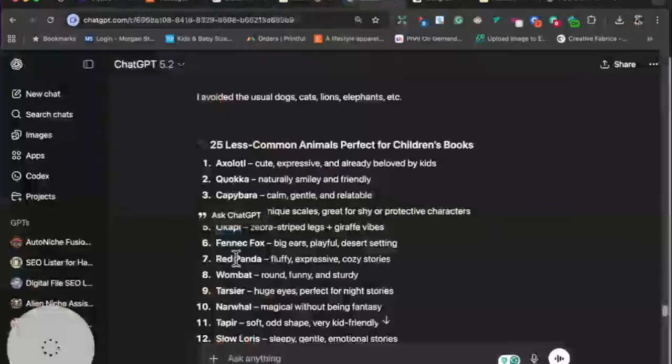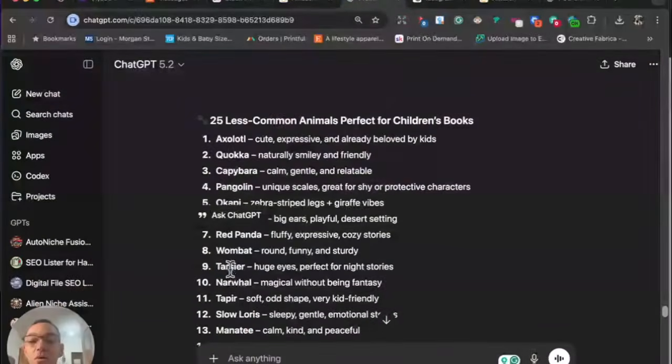And so basically what I would do is I would just keep going down here, and let's just do one more, just for one, the tarsier. What kind of animal is that?